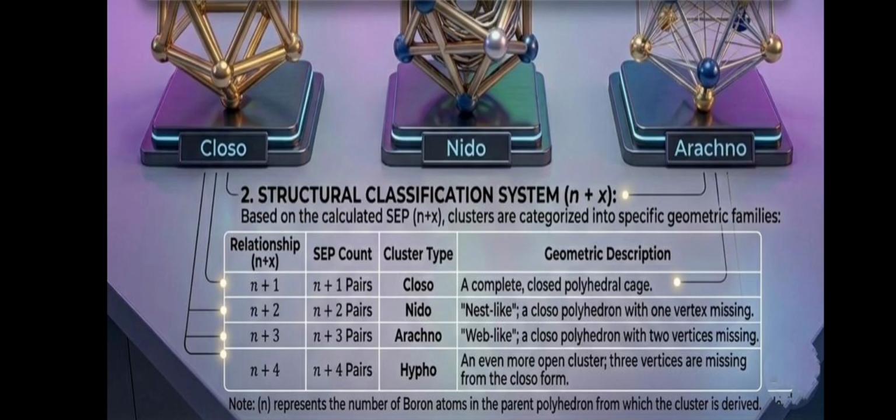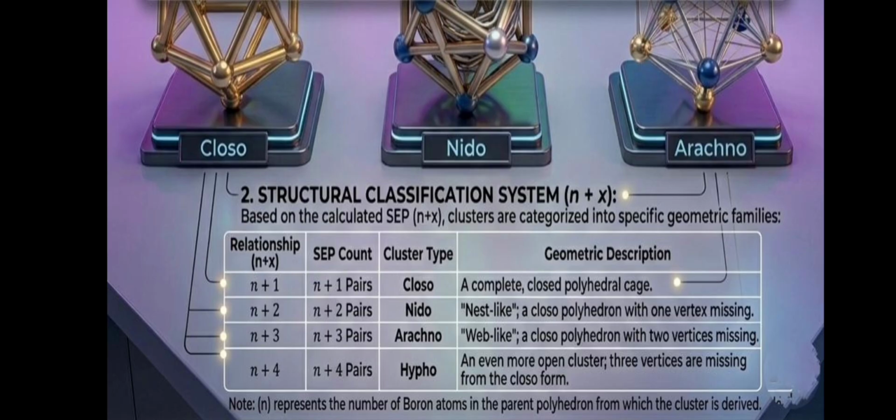If the SEP count increases to n plus 2, the cluster is classified as nido. The term nido means nest-like because it is essentially a closed polyhedron with one vertex missing, creating a more open structure. Moving to an n plus 3 relationship, we get an arachno cluster. Arachno refers to its web-like appearance.